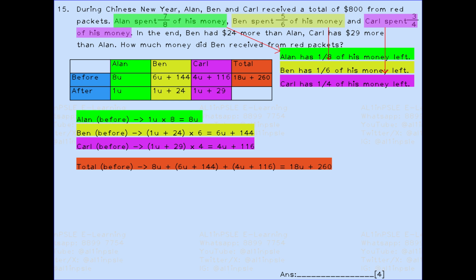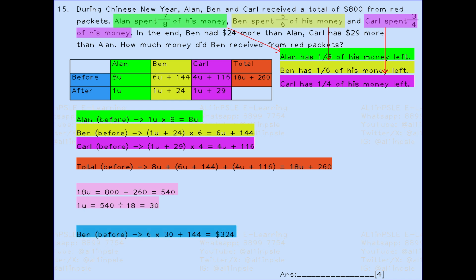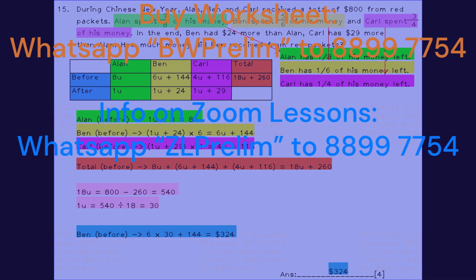This number is 800 in fact. With this, we can find out 18 units equals 800 minus 260 is equal to 540. So, 1 unit equals 540 divided by 18 is equal to 30. Whenever we arrive at 1 unit, we should look at the question's part, which is the last sentence of the problem. It is asking for how much Ben had at first, which is 6 units plus 144. We can find this easily, knowing that 1 unit equals 30. Take 30 times 6 plus 144. That will give you $324. That's 4 marks in the bag now.